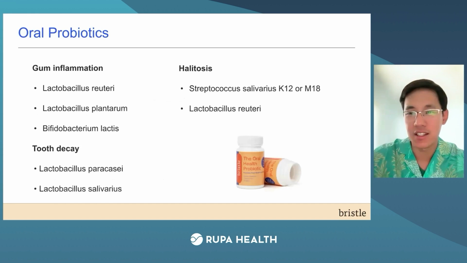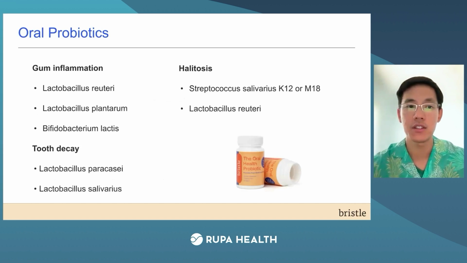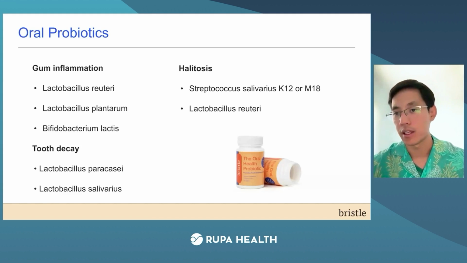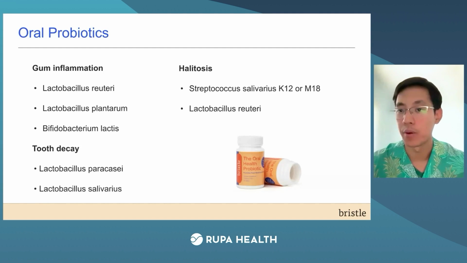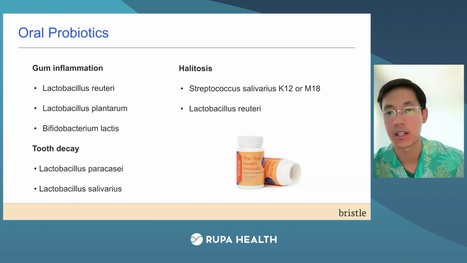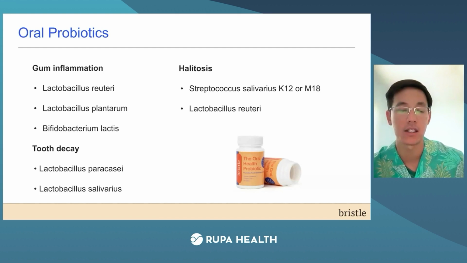And so this is just a quick summary of some of the species that we know have beneficial actions for certain conditions. So in gum inflammation, look for a probiotic that has Lactobacillus reuteri and plantarum and Bifidobacterium lactis. For someone with high levels of Strep mutans or other tooth decay causing bacteria, Lactobacillus paracasei and salivarius both have clinical trials and research behind them that demonstrate their efficacy. And in halitosis, especially, I use Streptococcus salivarius. There are 2 different strains that are well studied, and Lactobacillus reuteri, which can reduce the abundance of some of these anaerobic pathogens that cause halitosis.